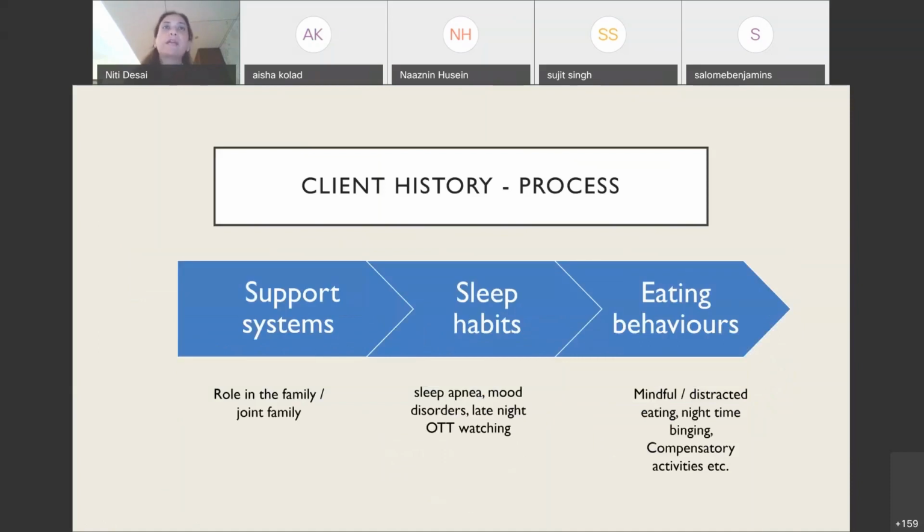We also need to explore the patient's role in the family. Does the patient live in a joint family? Is she the primary caregiver? Because then the amount of time she's going to spend on herself trying to prepare a separate meal for herself may not happen. So again, it will be a very big factor in planning her diet. Sleeping habits, sleep apnea, mood disorders, late night Netflix watching.